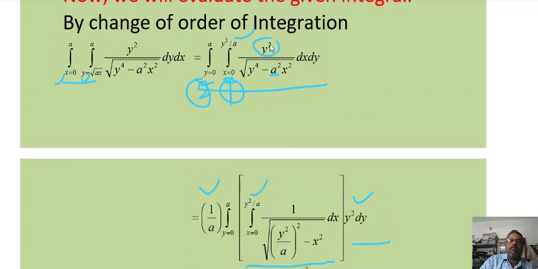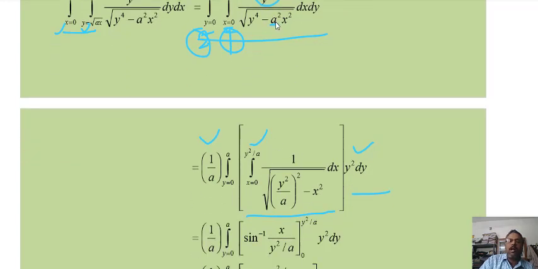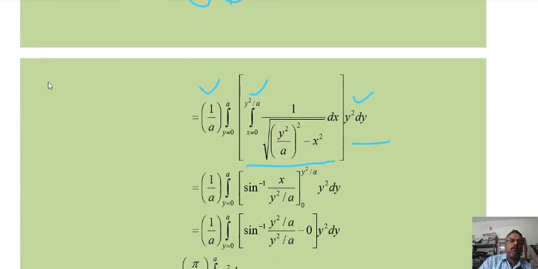Now y square is outside, 1 by square root of. If you take a square common, this becomes y power 4 by a square. Now it is the whole square form: y square by a whole square minus x square. This looks like the integral 1 by square root of a square minus x square dx.